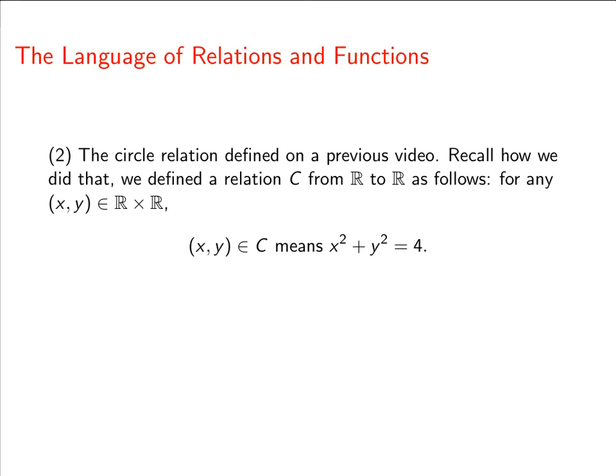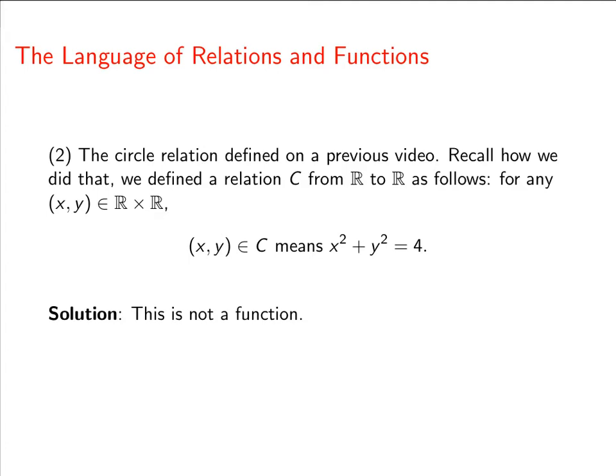Let's talk about the circle relation. Now, we've defined this on a previous video. If you'll recall, the way we defined this was that C is a relation from R to R, and it's defined by saying that for any (x, y) in R cross R, (x, y) is in the relation means that x squared plus y squared is equal to 4. So we know graphically what this looks like, that an ordered pair is in the relation if and only if it lies on the circle defined by this equation.